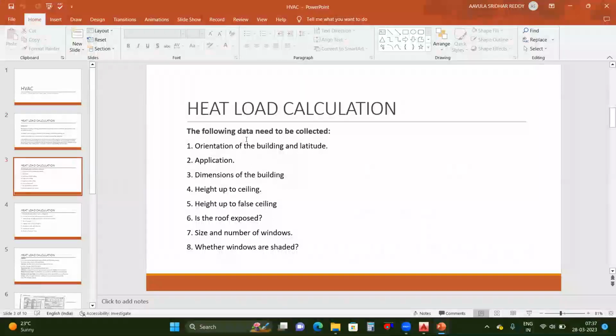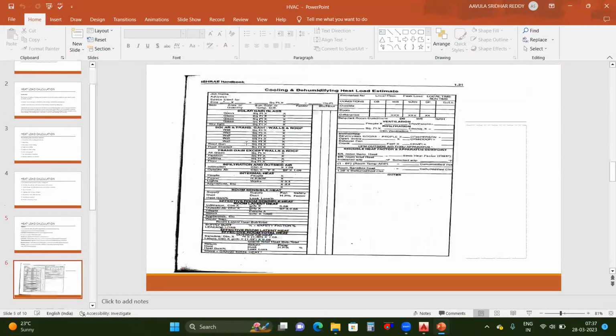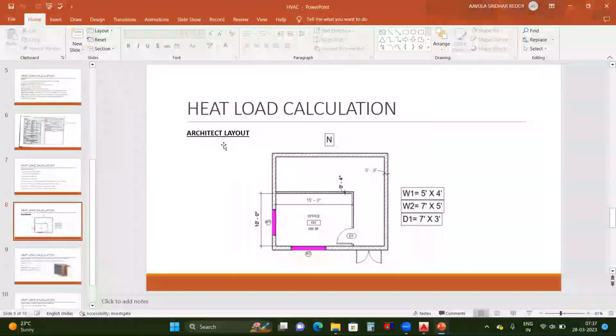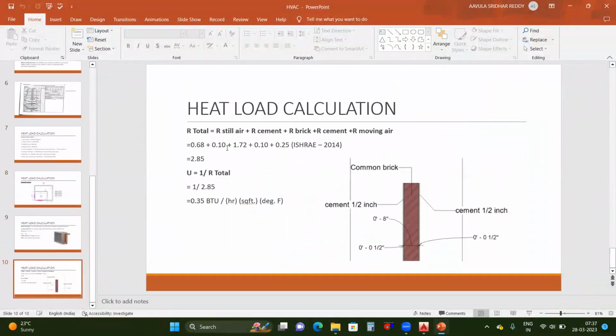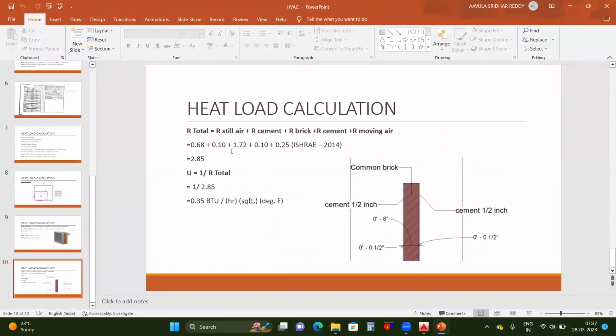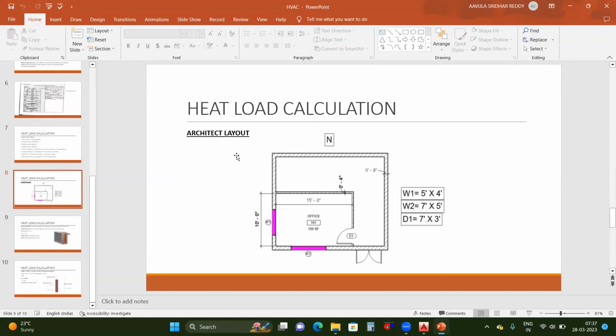So this we have seen the introduction and objective. So this we all discussed. Here we have one example. So this is the architecture layout. In this architecture layout, we are going to calculate the heat load for this office space.